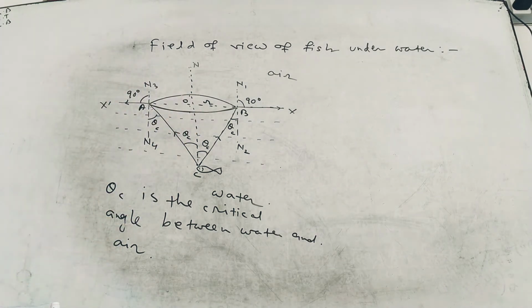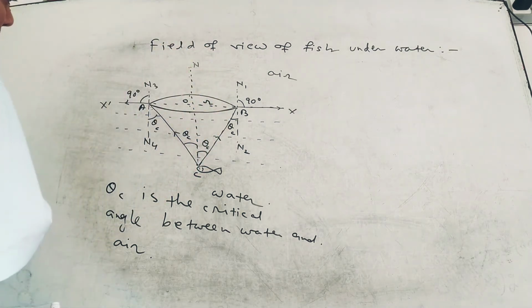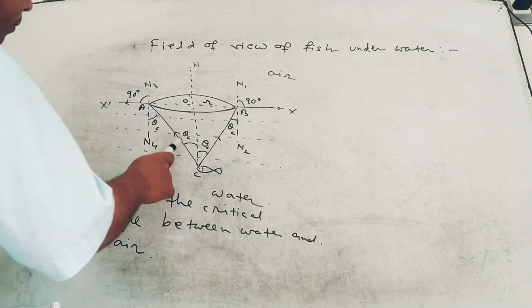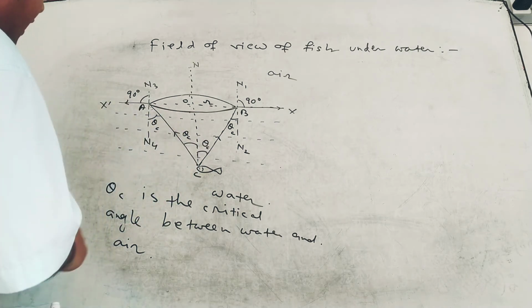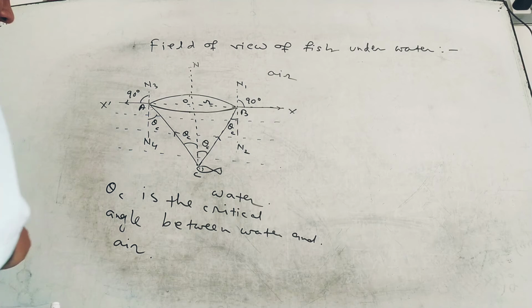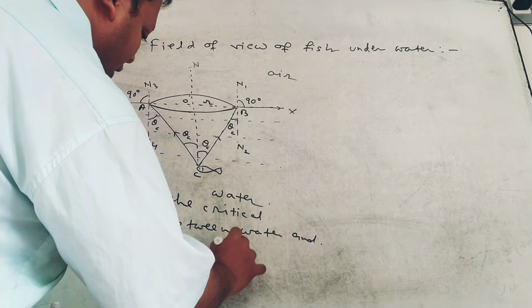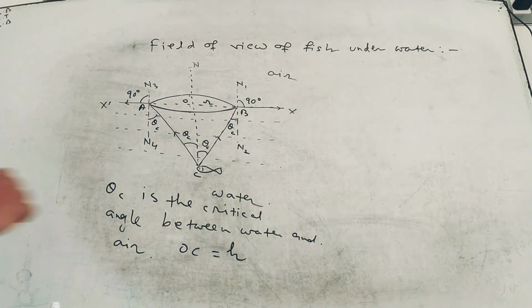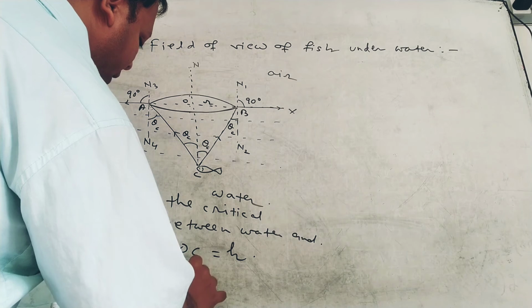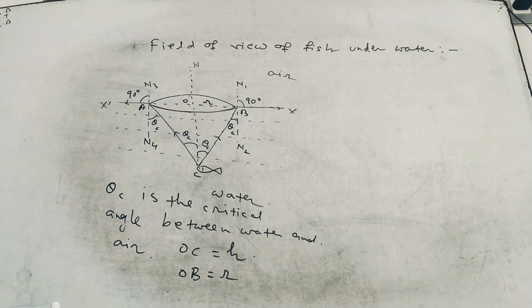The fish can see the outside view through this cone, and the vertical angle is 2 theta C, and the semi-vertical angle is theta C. Here OC is equal to the depth of the fish, H. OB is equal to small r, which is the radius of the base of the cone.